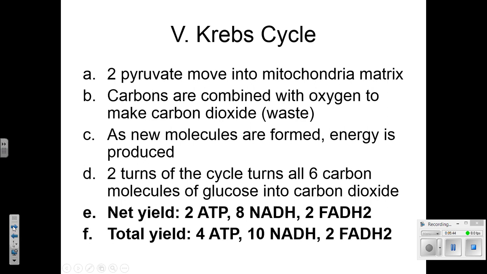All right, so far we've created a bunch of energy just by the first 2 steps. This total yield is an adding of glycolysis and Krebs cycle.